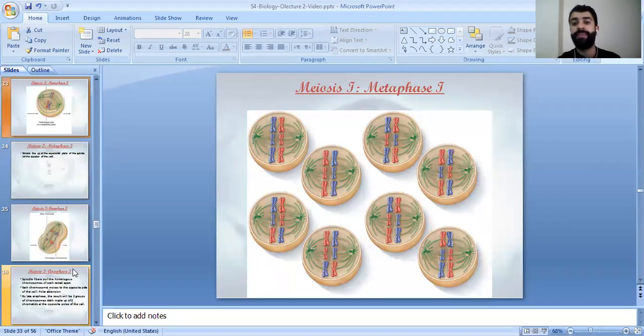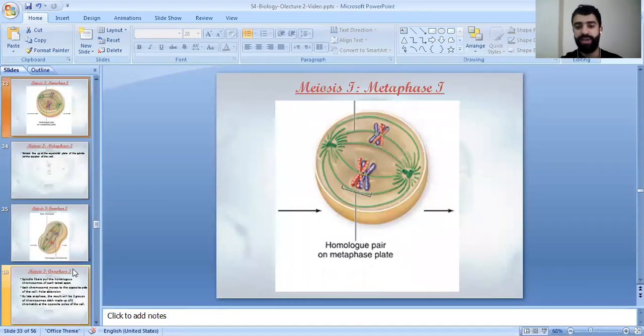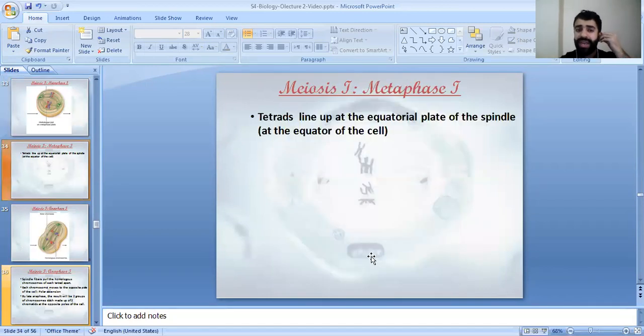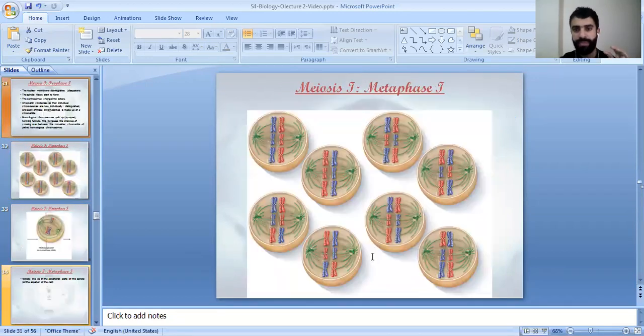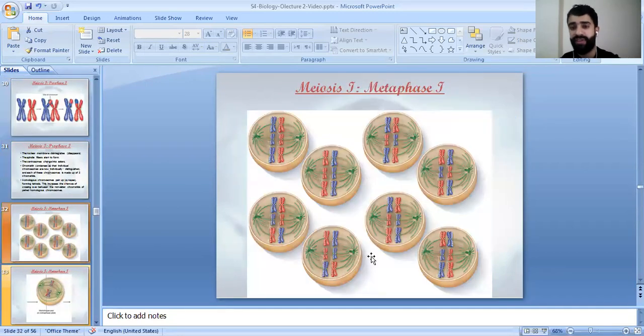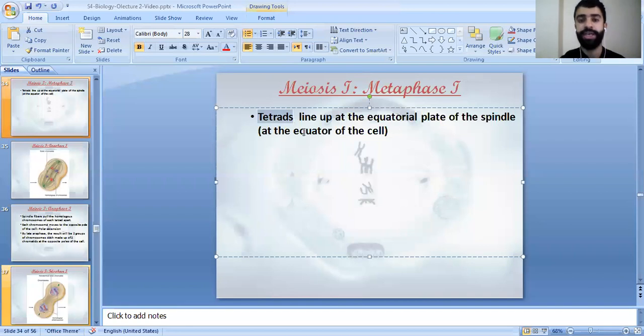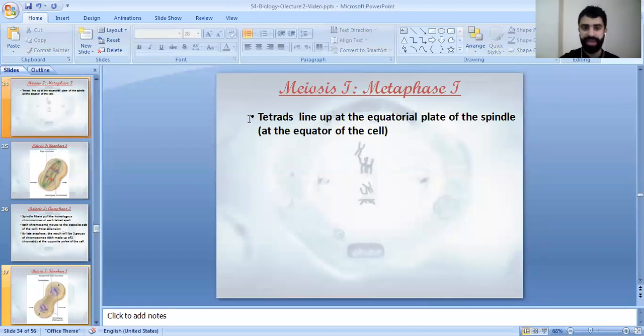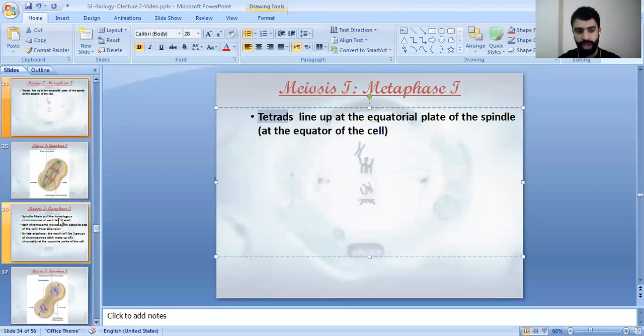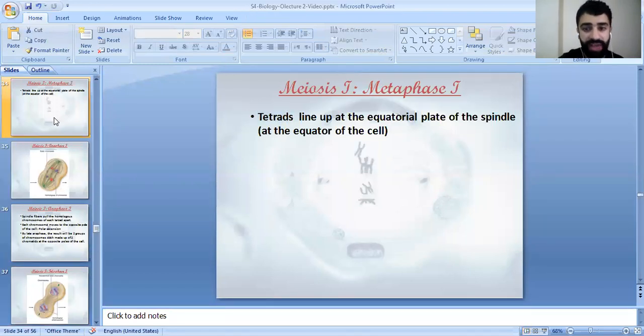So here, during metaphase I, this is the pairing of the homologous pairs on the metaphase plate. So metaphase I, the tetrads. First we talked about prophase I, then we move to metaphase. Metaphase, as we said before, the chromosomes line up at the middle of the cell. But here, we don't have chromosomes. We have something special for meiosis. It's called tetrads. The tetrads line up at the equator of the cell, forming what is known as the equatorial plate. So here is another difference. Tetrads, not chromosomes, line up. So this is metaphase I.